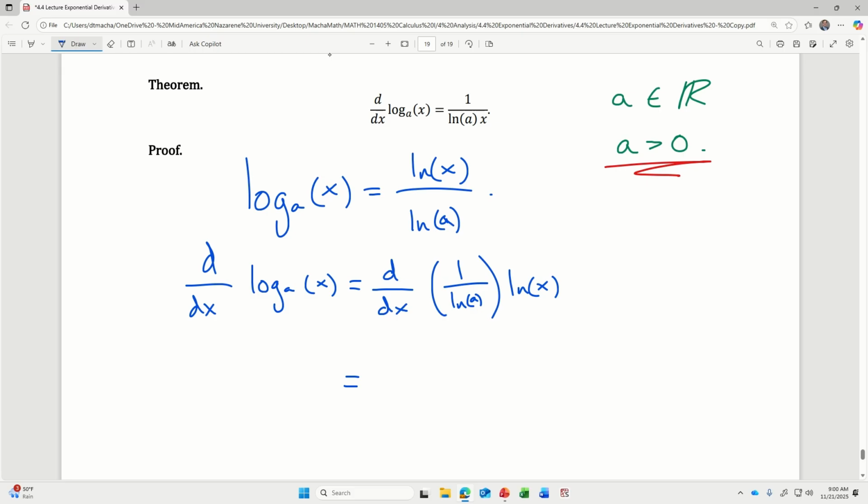Perfect. That's just the answer right there. I'm leaving the 1 over natural log of a alone because of the derivative homogeneity rule. I just leave constant multipliers alone. I leave the constant factors there. They don't do anything in the derivative. But the derivative of natural log of x is 1 over x. And so that's the proof.